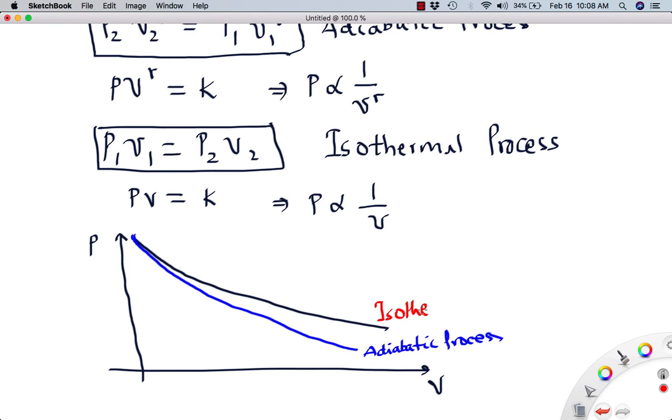So later in the next chapter we'll deal with heat engines, where we'll have both adiabatic process and isothermal process, and then you will need to draw the curves for those processes. When you draw the curves, you will need to draw them with different amounts of decay.